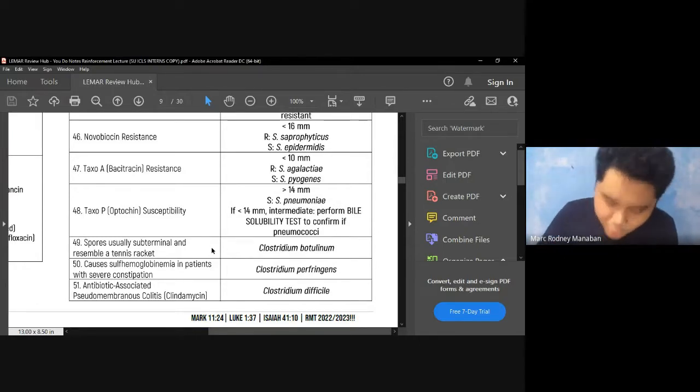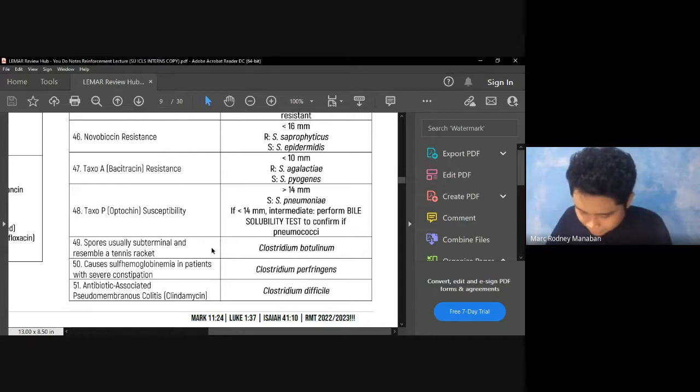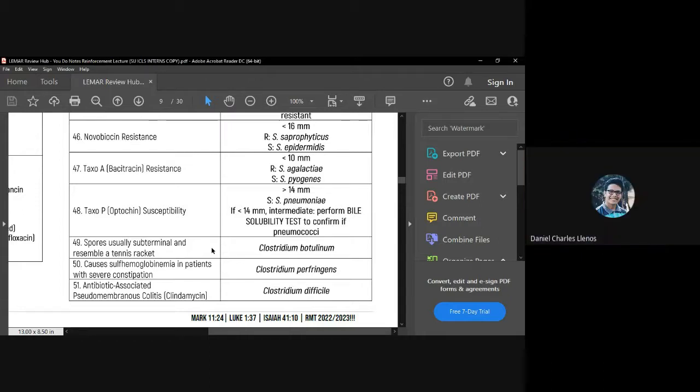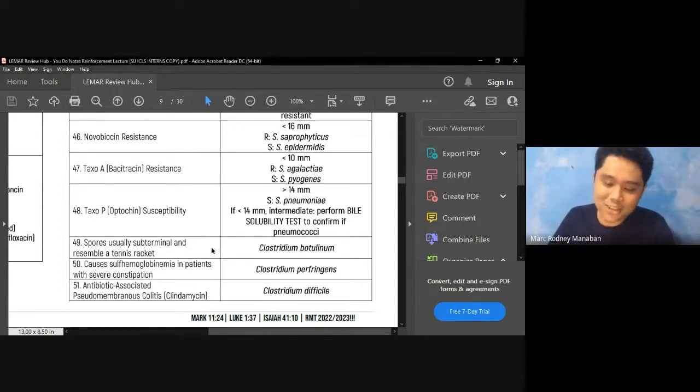Again, among the types of hemoglobin, which hemoglobin cannot be measured by your cyanmethemoglobin method? There was silence. Okay, very good, I was just testing you. It's sulfhemoglobin that cannot be measured by the cyanmethemoglobin method. Alright, very good. Again, if asked which bacterium is associated with sulfhemoglobinemia, that is Clostridium perfringens.